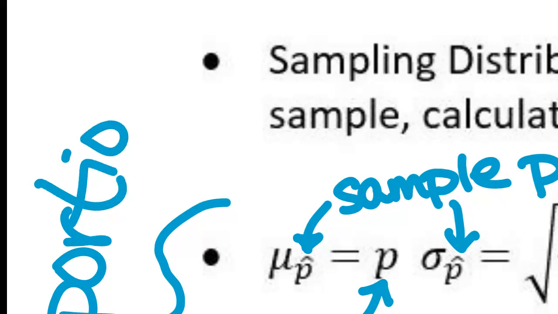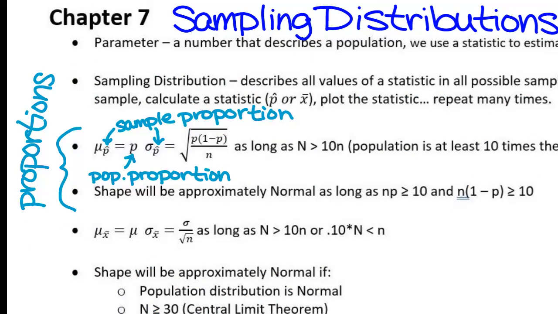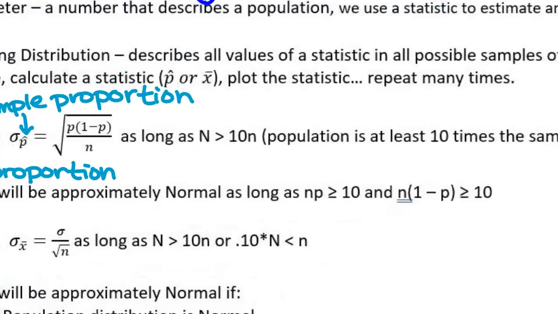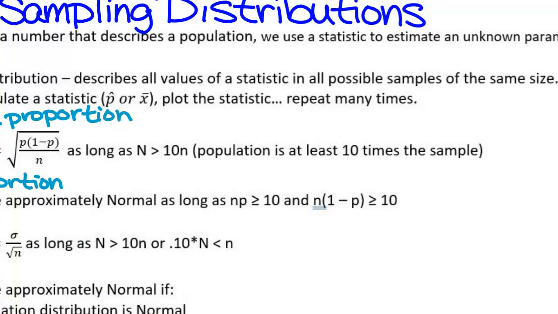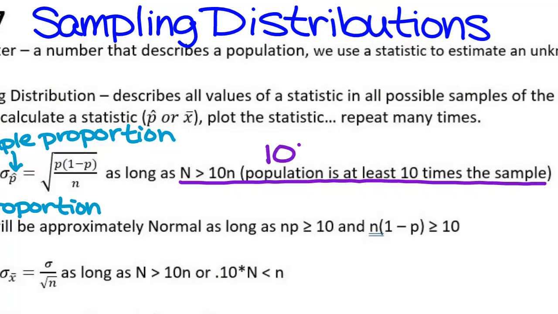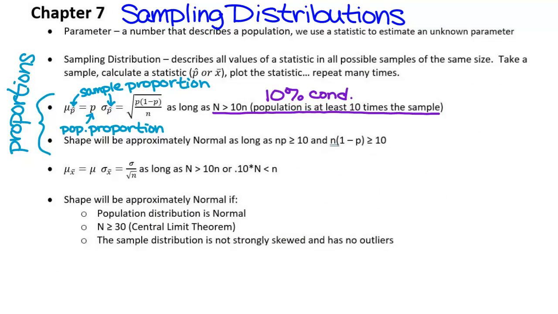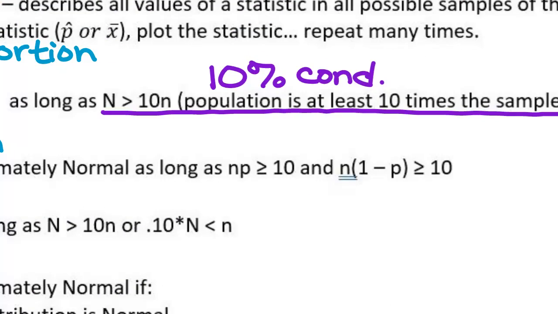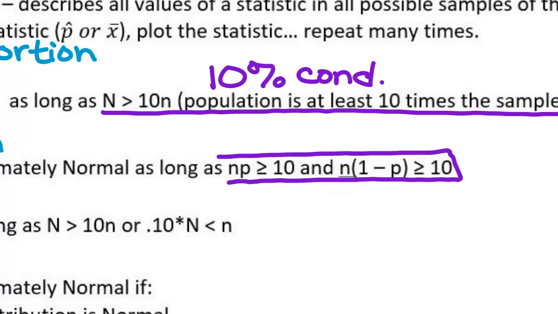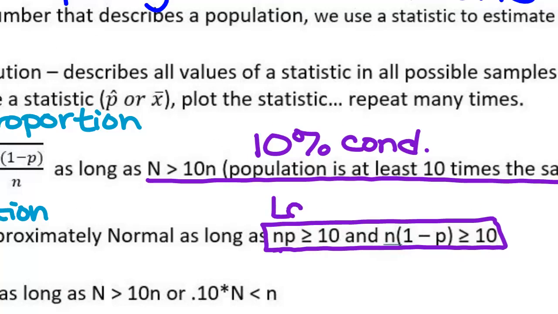And we are good to use that formula as long as what condition has been met? The 10% condition, right here. The population is at least 10 times the sample. As long as our 10% condition has been met, we are good to use that standard deviation formula. The shape is going to be approximately normal as long as n times p is greater than 10 and n times 1 minus p is greater than 10. This is our large counts condition.